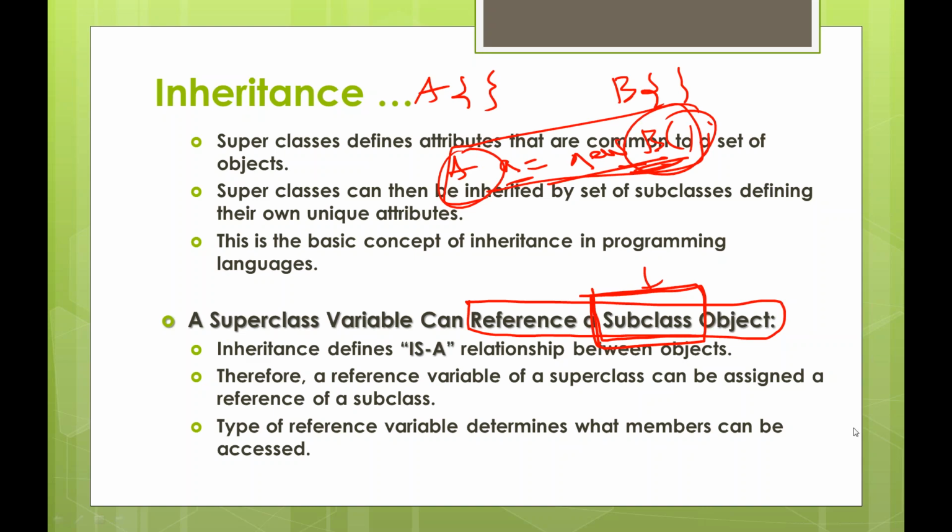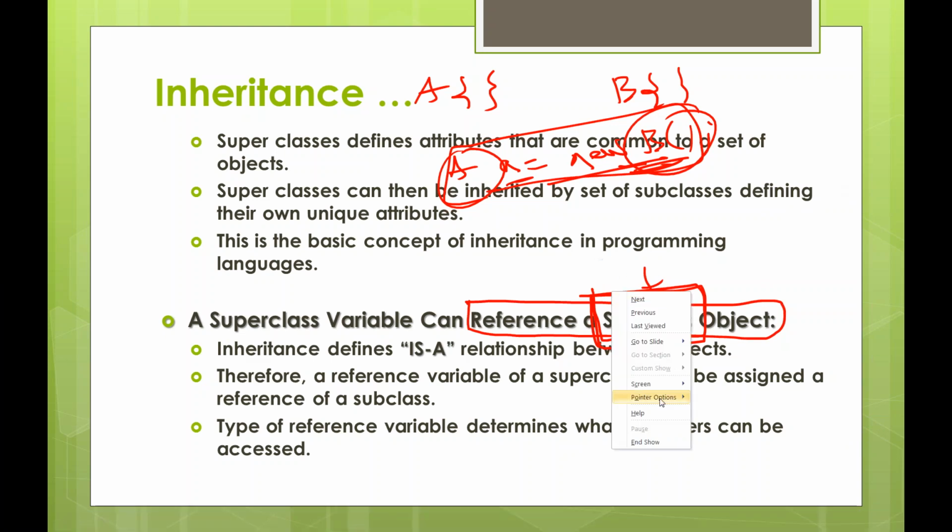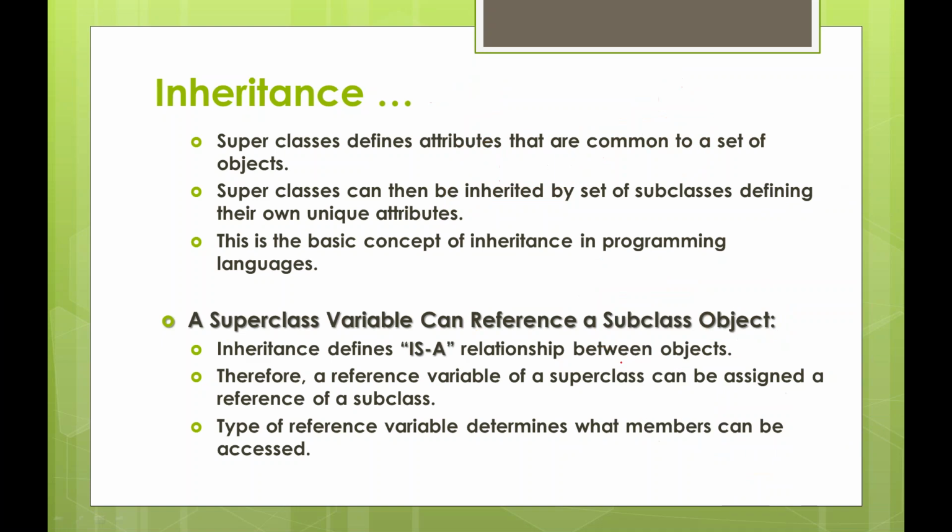Yes, Shravant is asking a question: what is the advantage of doing animal is equal to cat? That's why the topic came into the picture. That is your design pattern. What special characteristics are obtained by doing so? We will discuss all these things. We are discussing inheritance only, right? We will discuss all these things in our later classes.